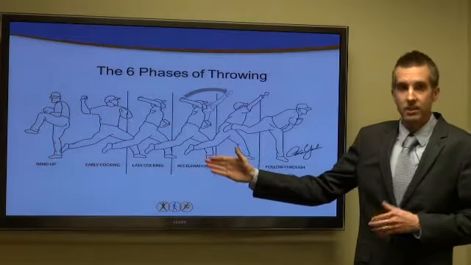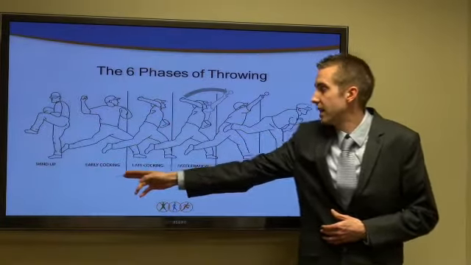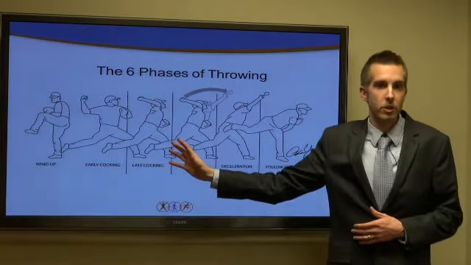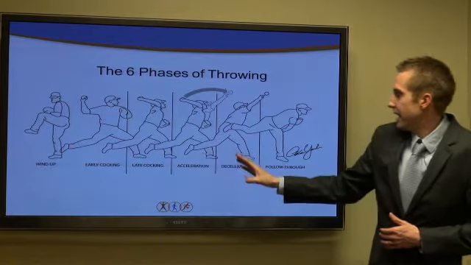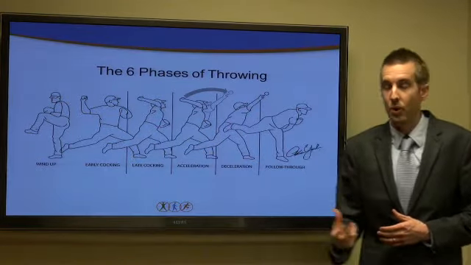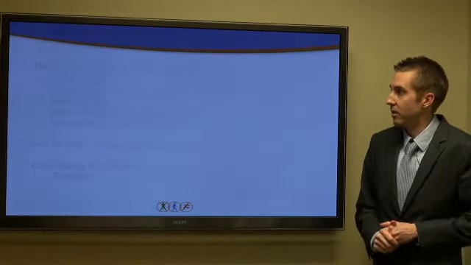There are 6 phases of throwing. This gives you a better visual. You have your wind-up, your early cocking, late cocking, the acceleration. These are all big muscle groups that are firing and working. Now to the deceleration, the smaller muscles are responsible for slowing you down. So that gives you a nice visual of a pitcher going through.